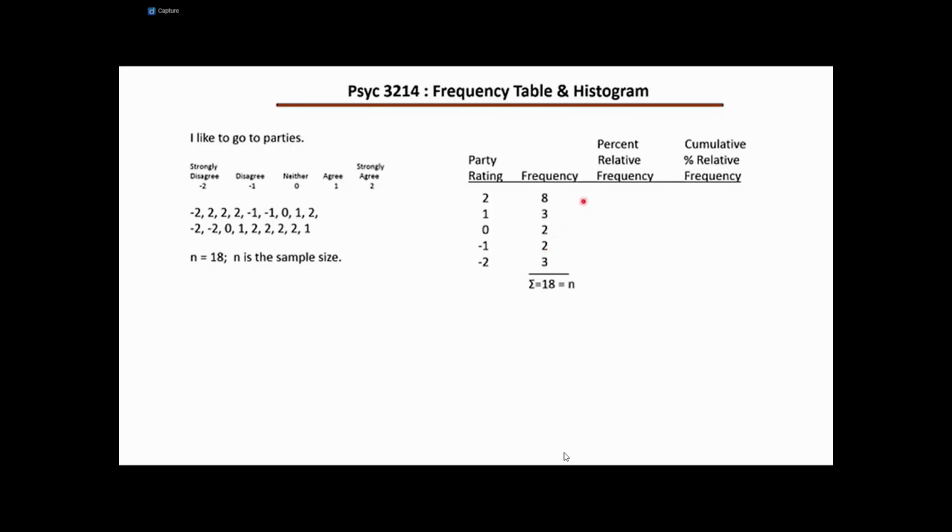Next we go to the percent relative frequencies, and to get the first value we take 8 divided by 18 and multiply it by 100, and that gives us 44.44. So let's do that on the calculator real quick. So 8 divided by 18, and that's 0.44. Of course, we multiply that by 100, just move the decimal over 2 places, 44.44. So that is the percent relative frequency.